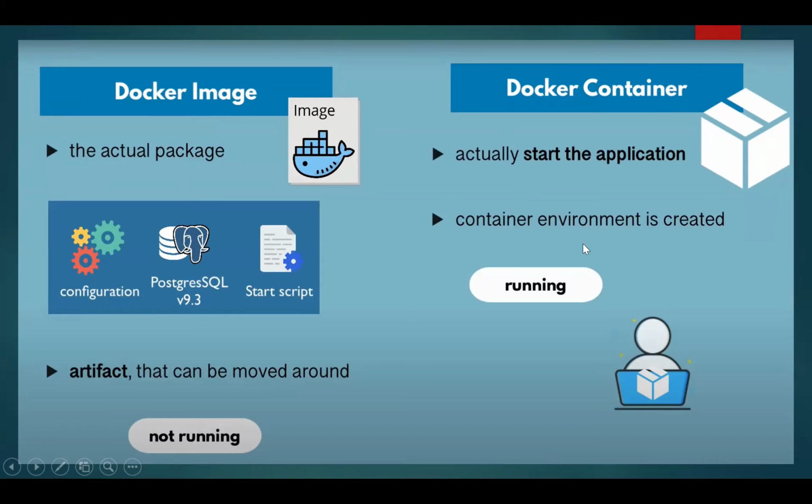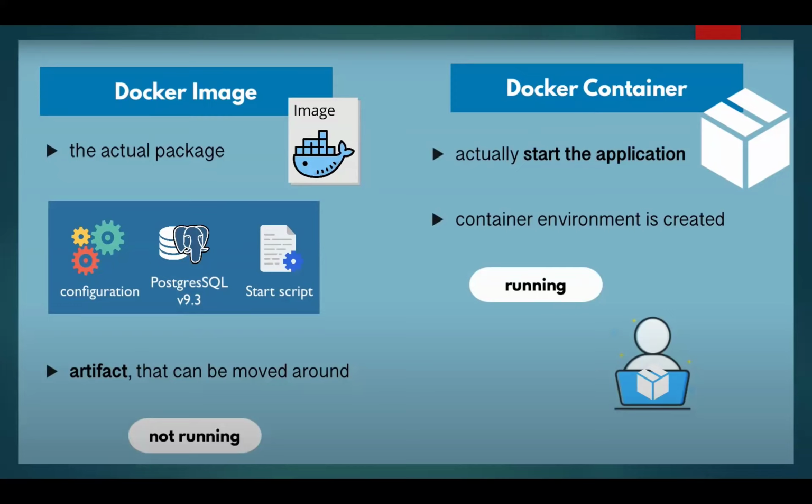That container environment is created, so it will be in running format. A Docker container is always in running format. A Docker image is a static image which never runs. It's always there. But to run your application, you need to unpack this image to make it a container, and then you need to start this container to run your application. Any confusion about images and containers? No.